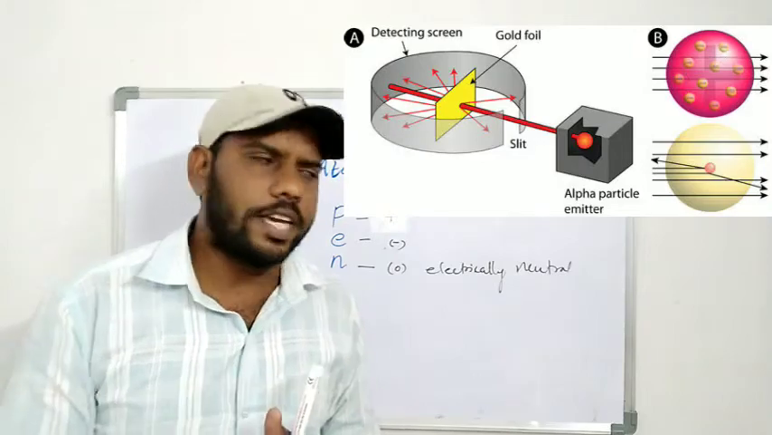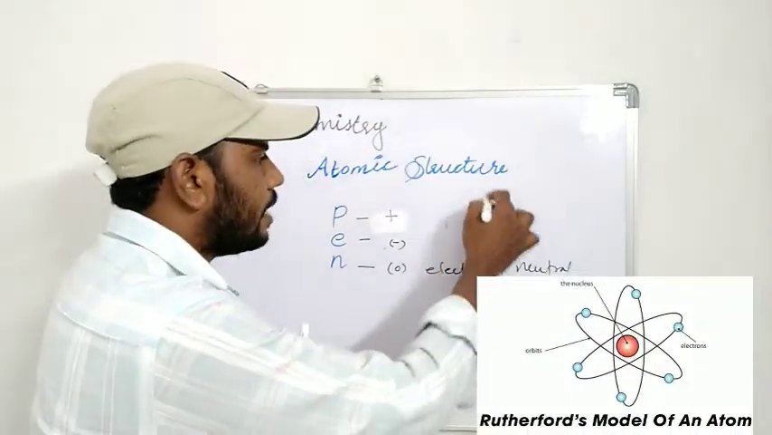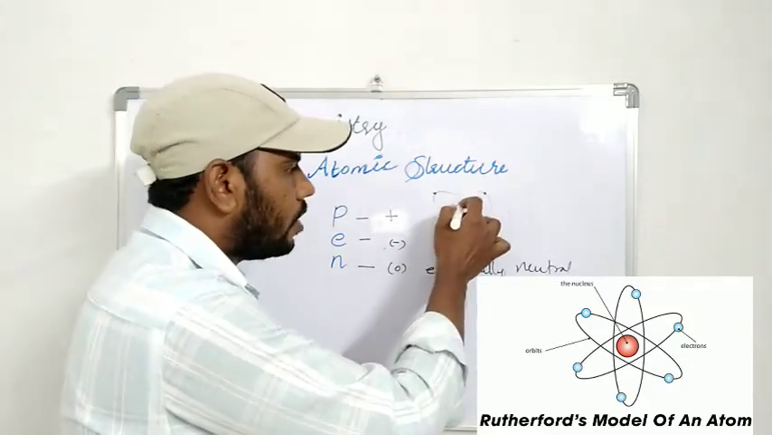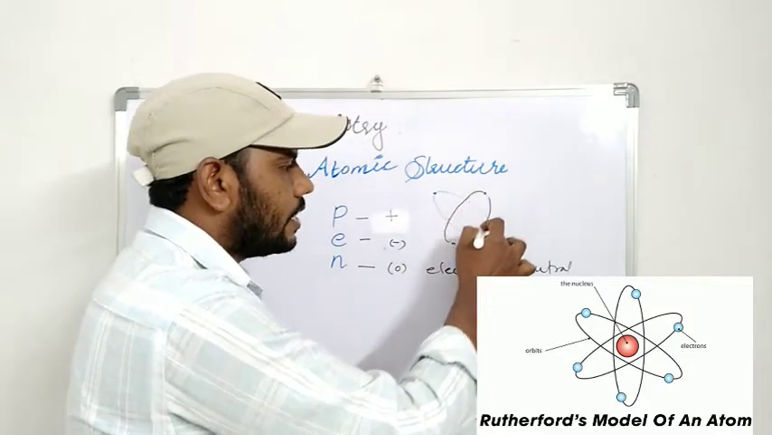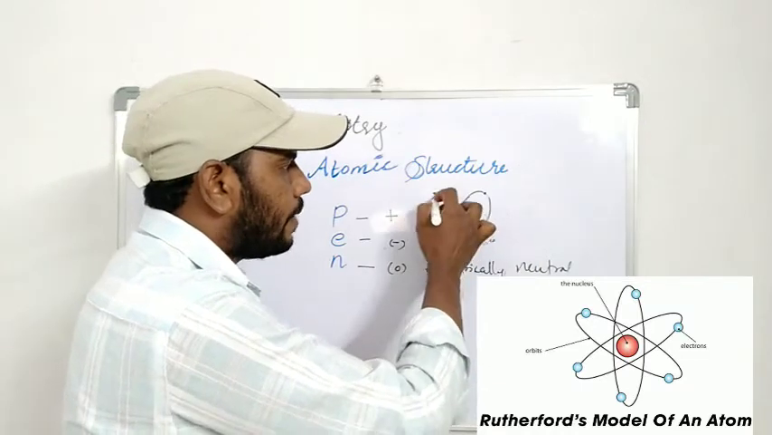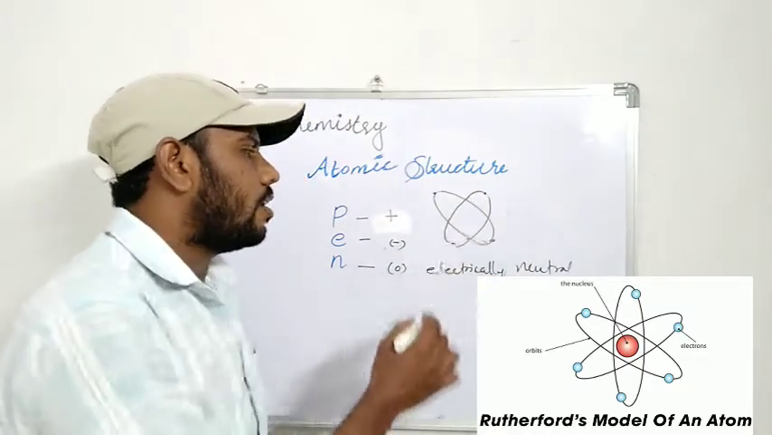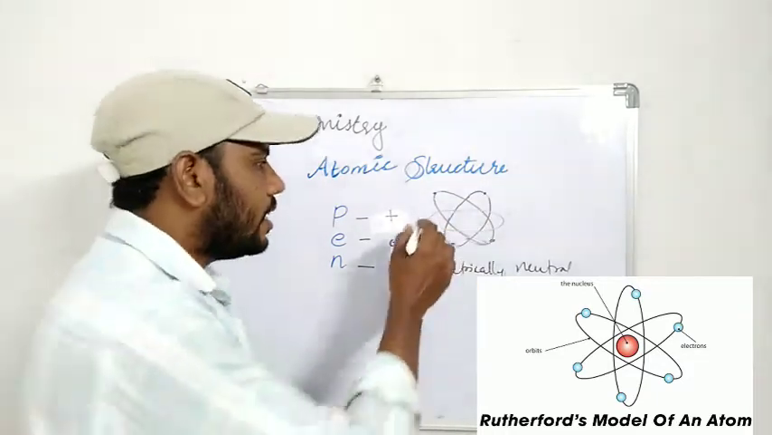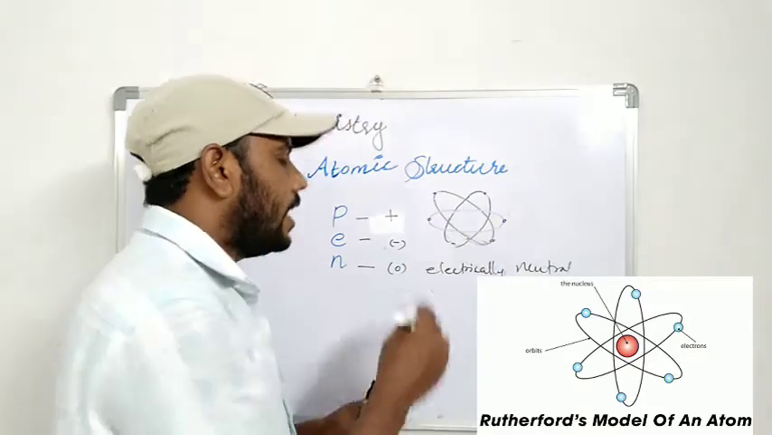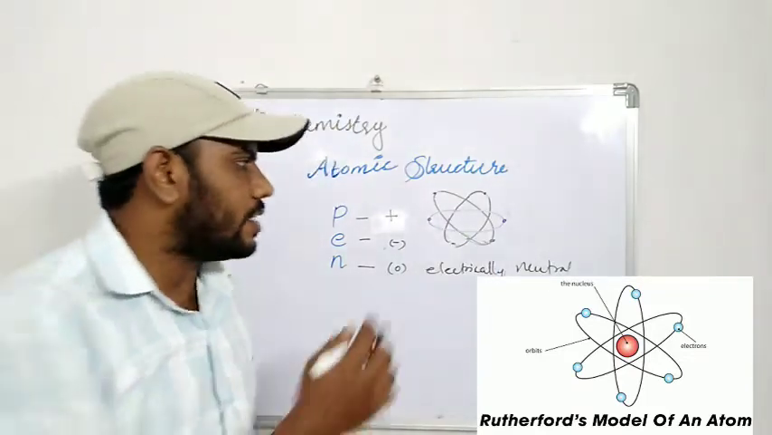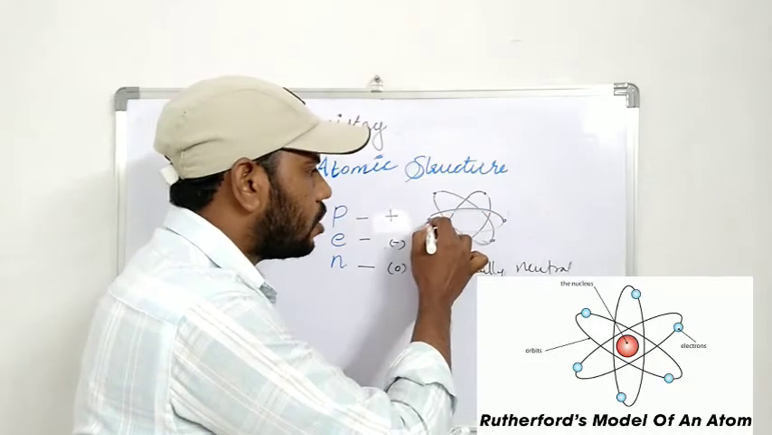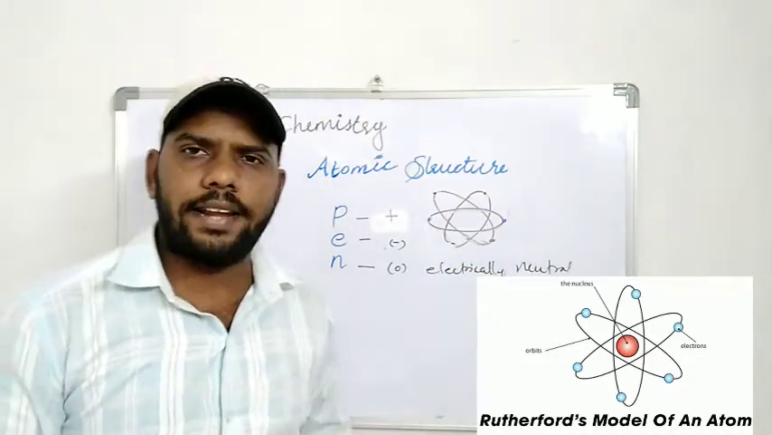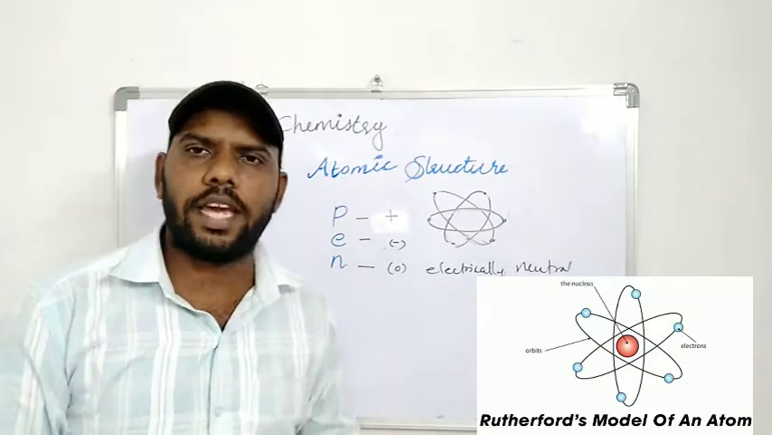Is all noted? His model is the planetary atomic model, the same as the sun at the center with the planets revolving around the sun. Same as that, Rutherford's model is the planetary atomic model. That is how Ernest Rutherford's theory explained it.